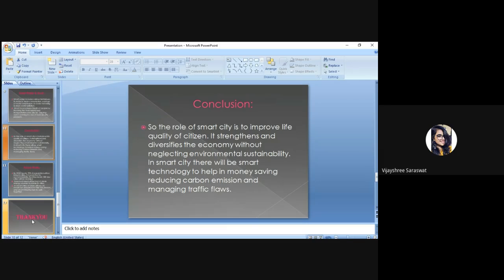And here's the conclusion. So the role of the smart city is to improve life quality of citizens. It strengthens and diversifies the economy without neglecting environmental sustainability. In smart city, there will be smart technology to help in money saving, reducing carbon emission, and managing traffic laws.